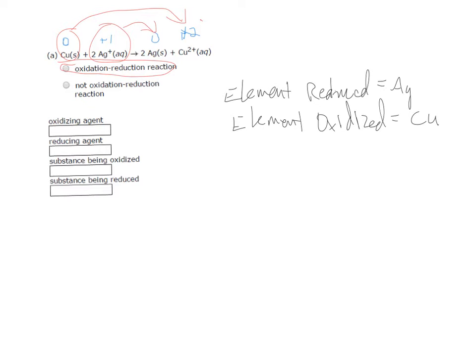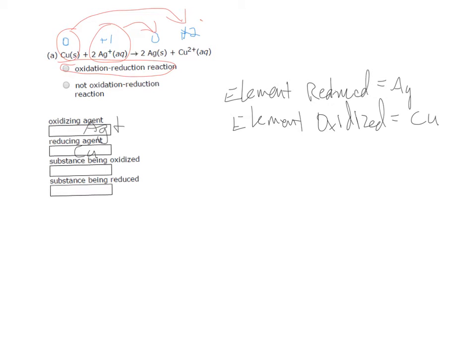So on the left side of the equation, the species that contains the silver is the silver ion, Ag+. That's your oxidizing agent. The reducing agent is the species on the left side of the equation that contains copper. And in this particular case, that is simply a copper atom. The reducing agent is also just the element, copper.